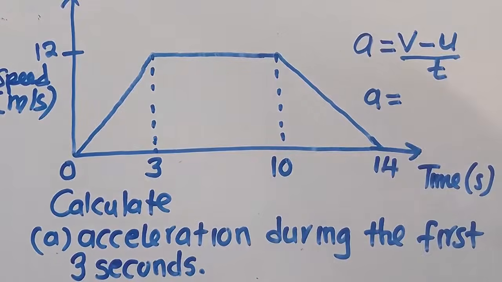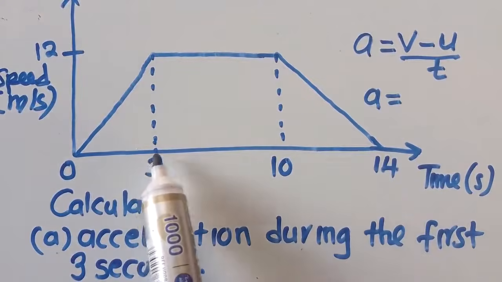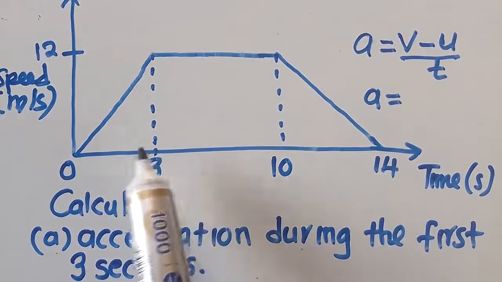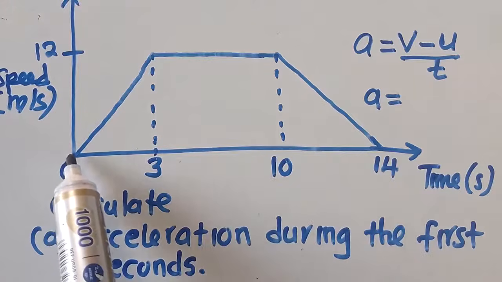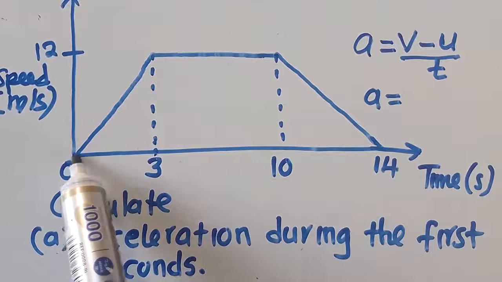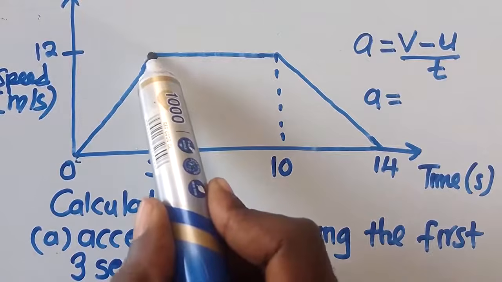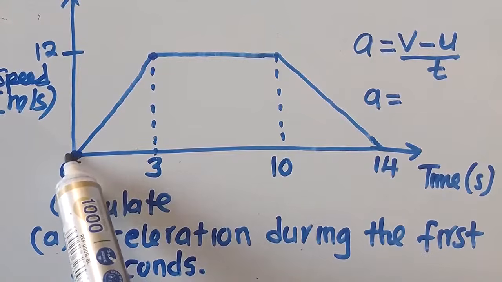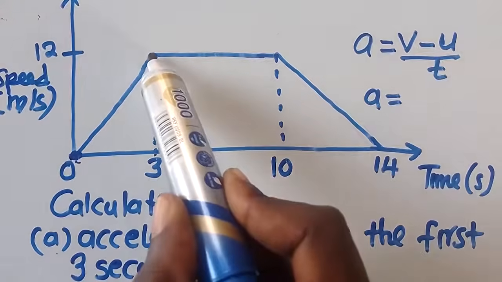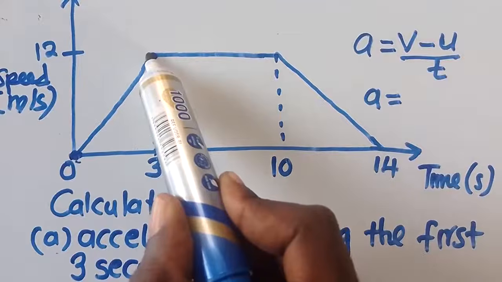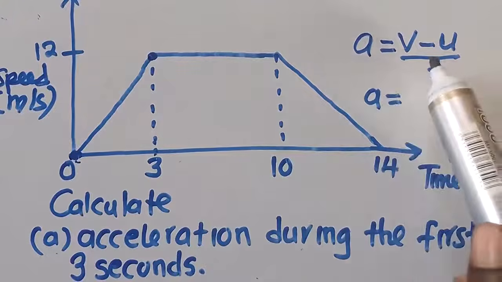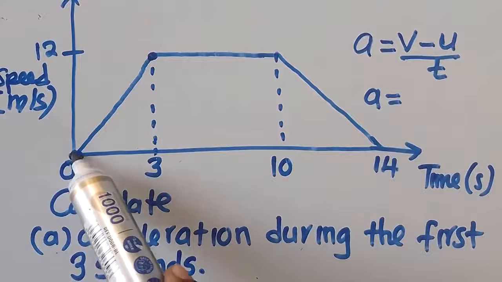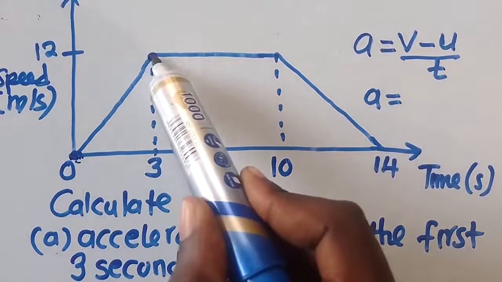So you want to calculate the acceleration of this car during the first 3 seconds. So first 3 seconds it is here. So the time is here. So meaning this car started from rest and accelerated to that speed. So this is our initial speed where it started from. This is our final speed where it ended. So using this formula that I've written here, this will be our initial velocity and this will be our final velocity.